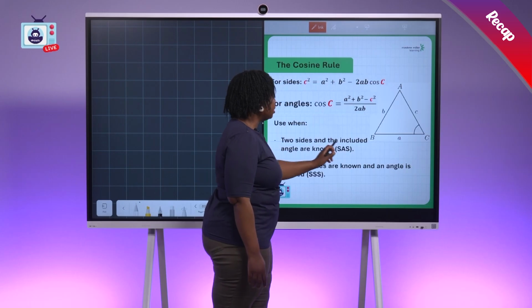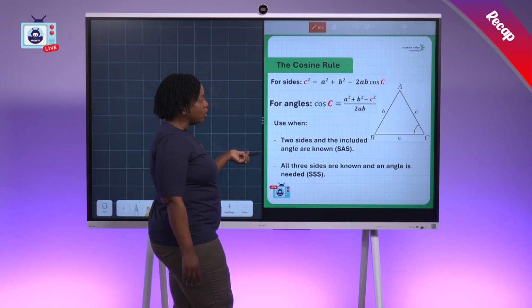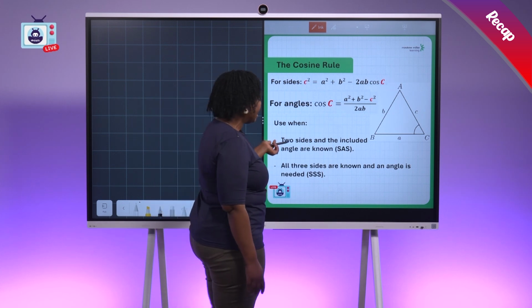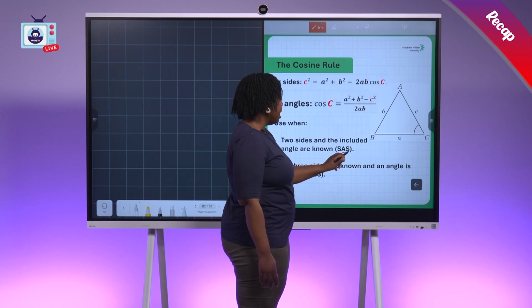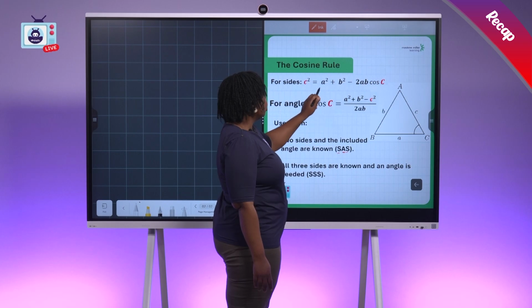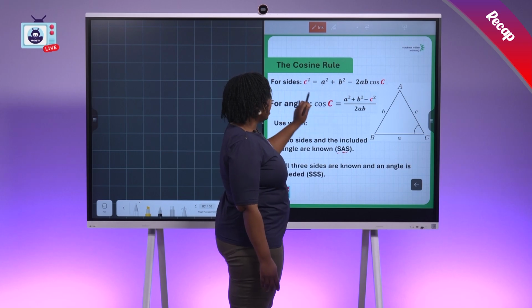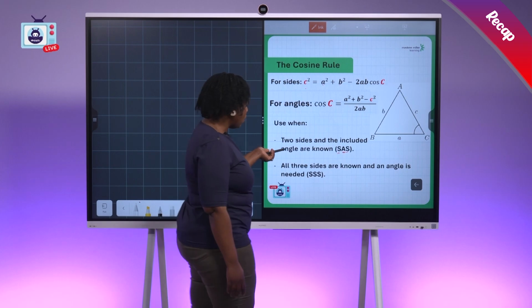If you have that, you can then find an unknown angle, or you can find an unknown side since you would already have been given an angle. So you have an angle, a side and a side, then you can find another side. So if they give you A, B, then you can find C, for example.